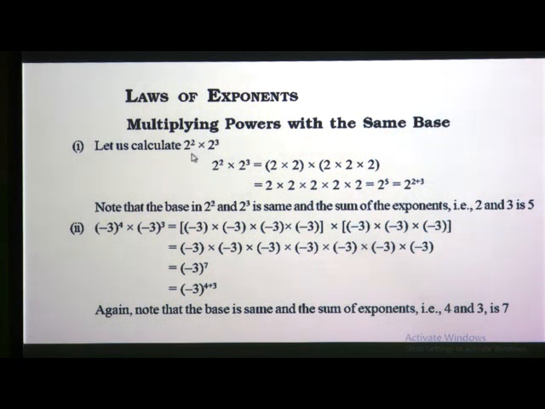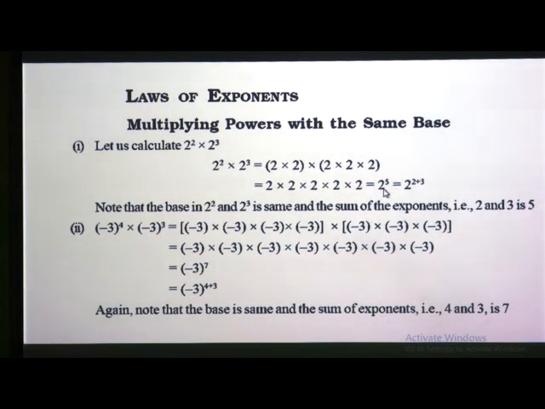Let us calculate 2 to the power 2 and 2 to the power 3. Here the bases are the same, that is 2 and 2. The powers are different: one power is 2 and one power is 3. So 2 raised to 2 multiplied by 2 raised to 3 can be written as 2 times 2 and 2 times 3. This you know very well. Now all the bases are the same. Just open the brackets and write all the bases together. So what will that be? 2 into 2 into 2 into 2 into 2, how many times? This is 2 times and this is 3 times, together 5 times. So, 2 to the power 5.